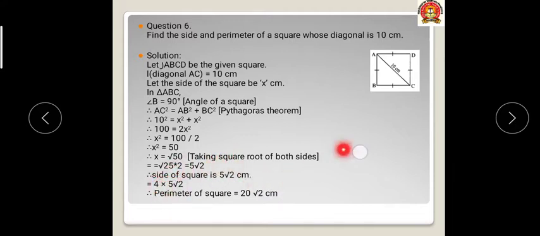Now we have to find out the perimeter of the square. Perimeter means the sum of all the sides. So how many sides are there? 4 sides. 4 into side is the perimeter of the square. So 4 into 5 root 2 is equal to 20 root 2 centimeter. This is the perimeter of the square.